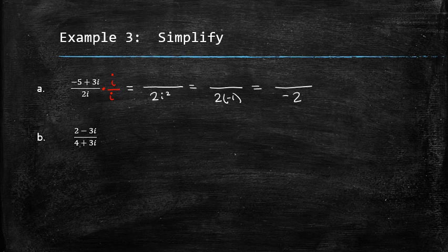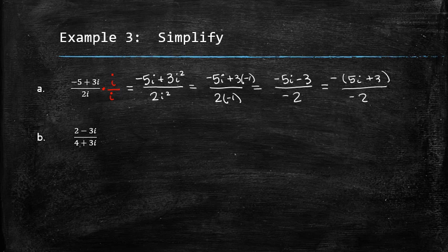In the numerator, we're going to distribute the i, so I have -5i plus 3i squared. Remember, i squared is -1, so I'm going to replace that. So we have -5i minus 3. There's a lot of negatives here, so I'm going to factor a negative out of the numerator. So that gives me 5i plus 3, because then I still have that negative in the denominator. And now it's like we're canceling those negatives. Again, before you can cancel, you have to factor something out. So I factored the negative out of the numerator and then canceled it with the denominator.